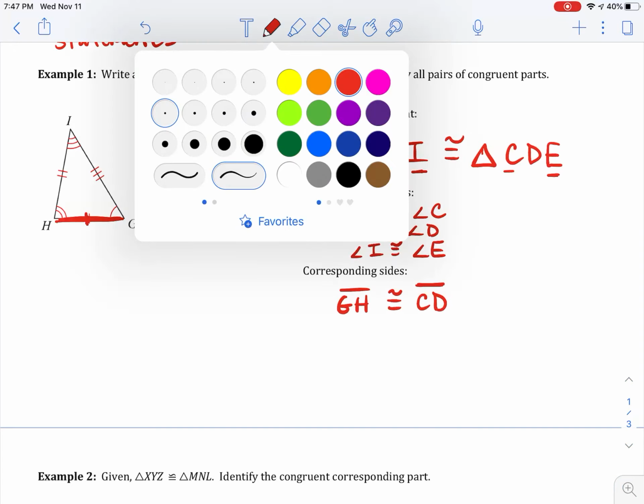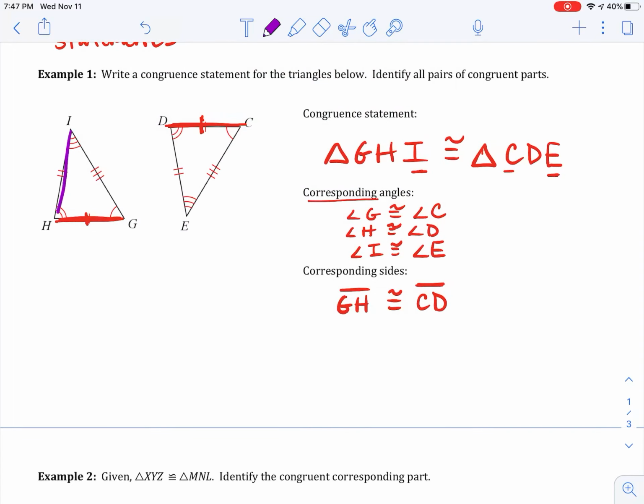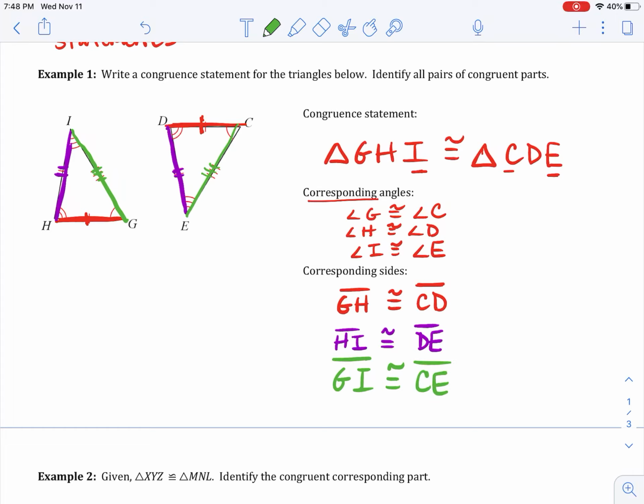All right, if we continue and find the ones with the double tick marks, that would be this side here I'm highlighting in purple, right? That has a double tick mark on it, and that side is HI. So HI is going to be congruent to, go to the other triangle and say, where's the double tick mark? Right here on side DE. So DE and HI are congruent. And then finally, the one that has the third tick mark is that remaining side that I'll highlight in green. It is GI or IG. It doesn't matter. You can switch the letters if you want, but I'm going to put GI, and that's because that has 3 tick marks on it. And if you go to the other side with 3 tick marks, that has CE. So GI and CE will be congruent to each other.